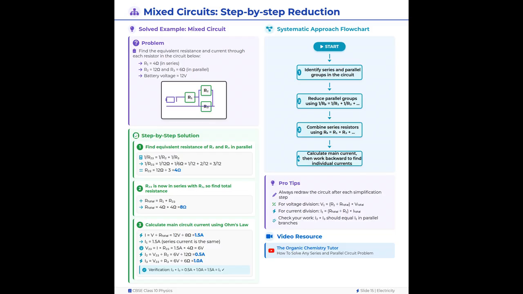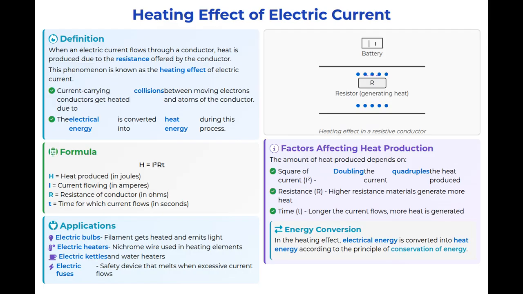In practice, a lot of circuits are mixed with sections of both series and parallel connections. The strategy to solve these is just to simplify the circuit step by step. So first you identify any distinct parallel groups and calculate their equivalent resistance. Then you can conceptually replace that entire group with a single equivalent resistor. Okay, and that new resistor will now be in series with the rest of the circuit. You just keep doing that until you're left with a simple series circuit.